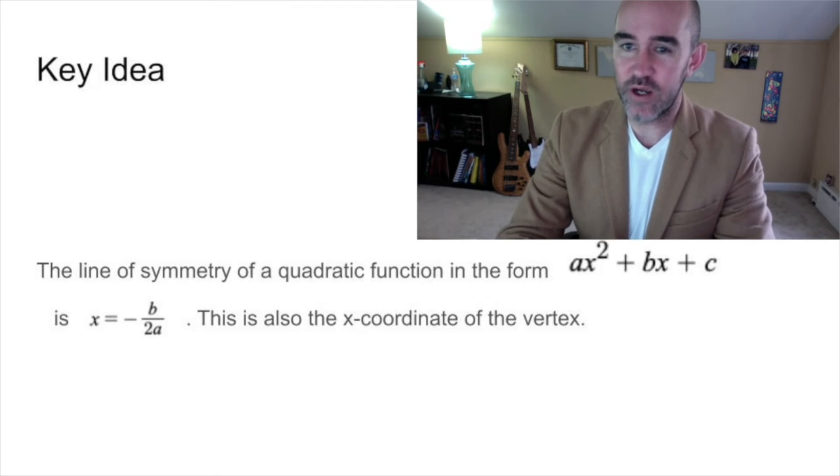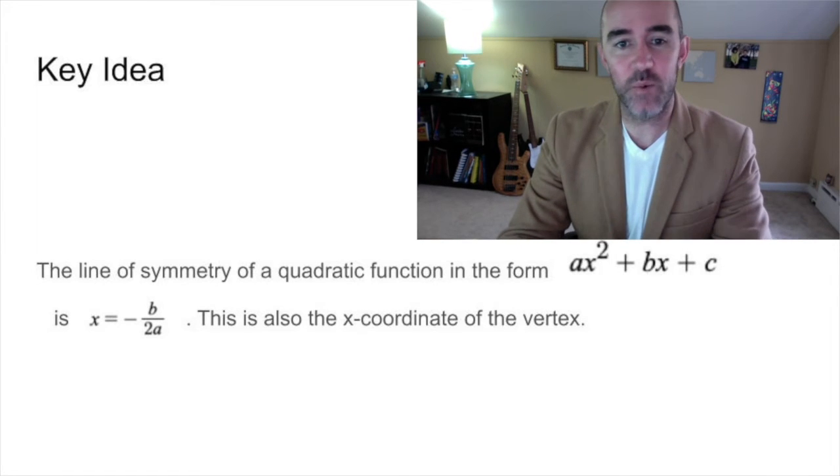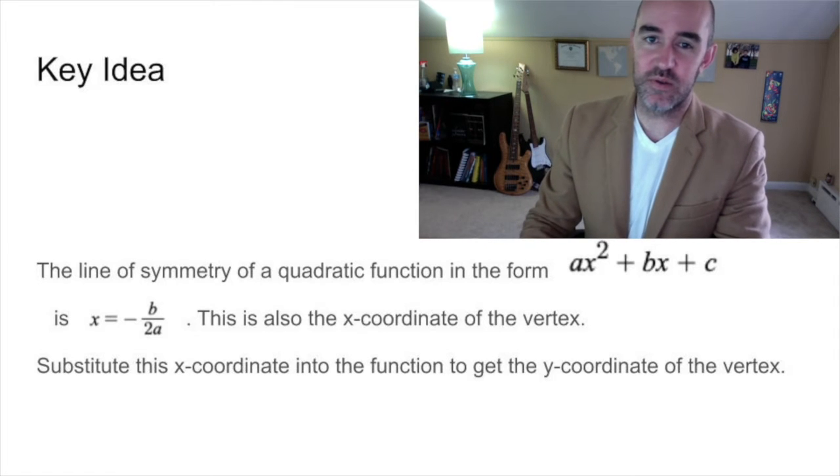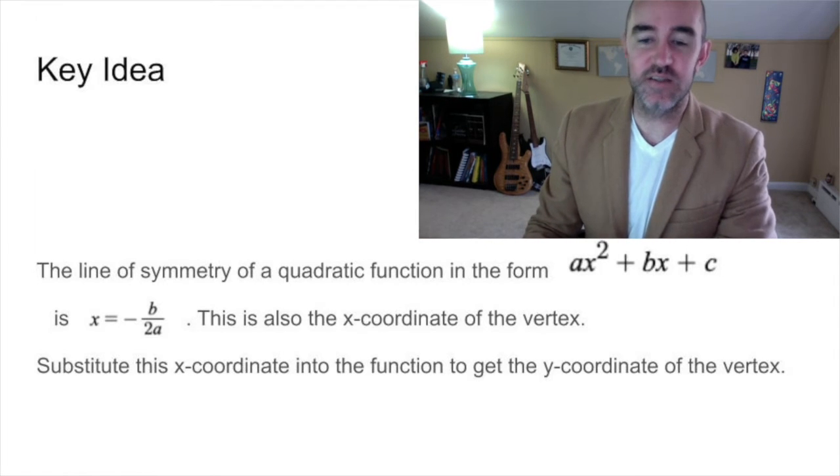Now you might be wondering, how do we find the y-coordinate of the vertex? And the answer is it's the same way we found it before. Once we know the x-coordinate, we can substitute the x-coordinate into the function to get the y-coordinate of the vertex. Now I'm going to very briefly walk you through an example, and it's the first example that you're going to see when you go back into Desmos to try to find the coordinates of the vertex.